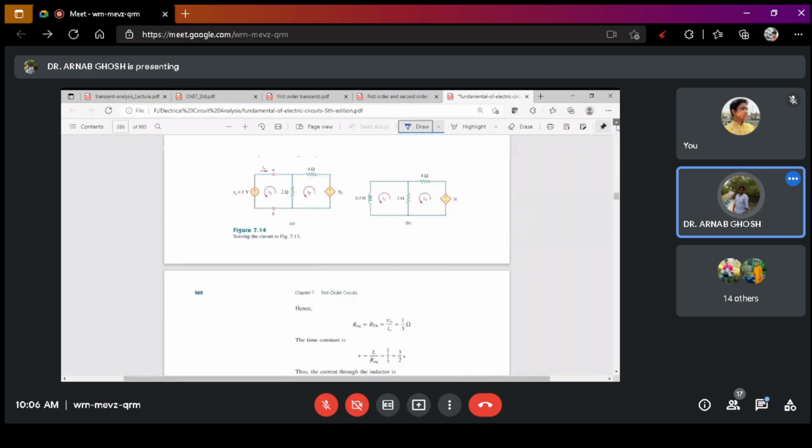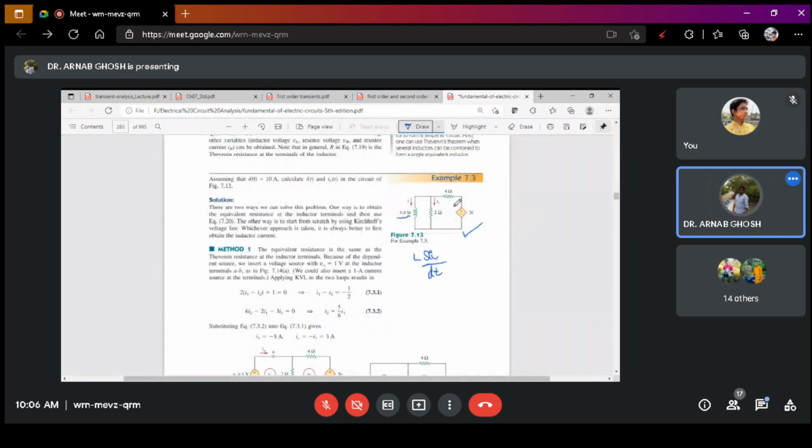So see, am I being clear to you? This is one loop, and this is another loop, right? There are two loops here. Yes, sir. So you first write the KVL equation for this loop, then you write the KVL equation for the other loop. When writing the KVL equation for this loop, this is L di/dt. Let's say the current here is I1.